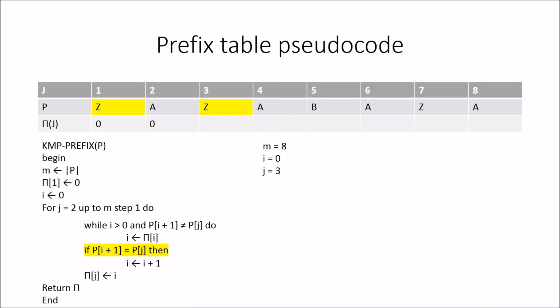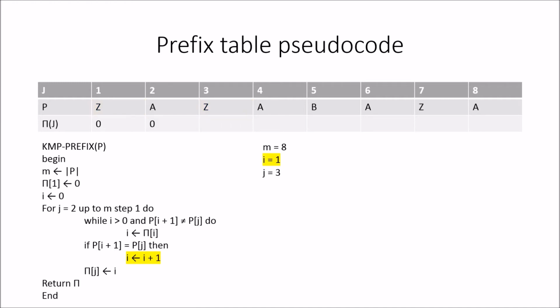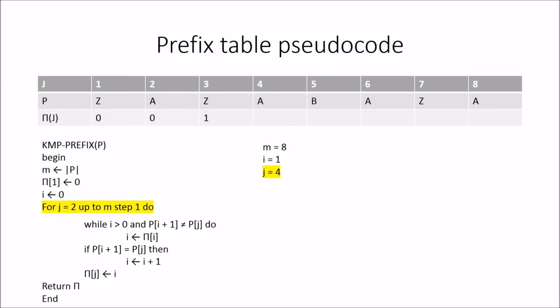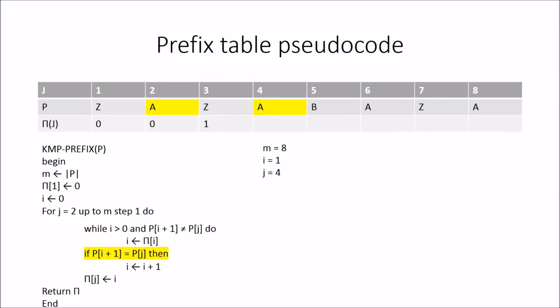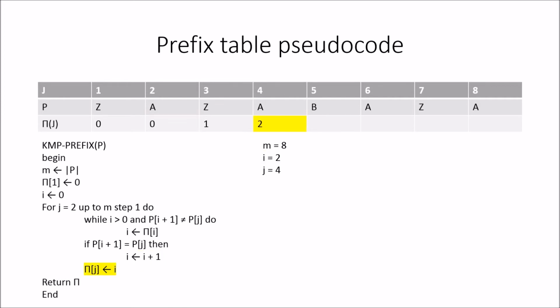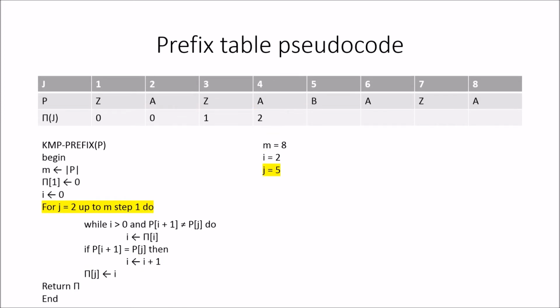i is still not greater than 0, so once again we do not enter the while loop. P[i+1] does equal P[j], so we enter this if statement where we increment i, which is 1, and is then put into the third element of the prefix array. Back to the top of the for loop. i is now greater than 0, but P[i+1] does equal P[j], so once again we skip the while loop. As I said, P[i+1] does equal P[j], so we enter the if statement. Increment i and put this into the fourth index of our prefix array.